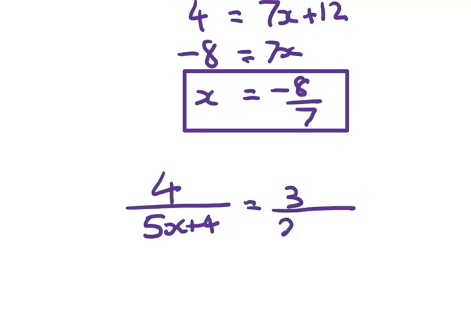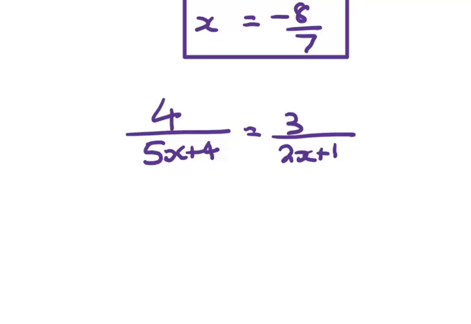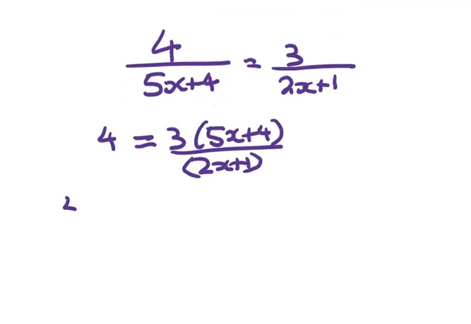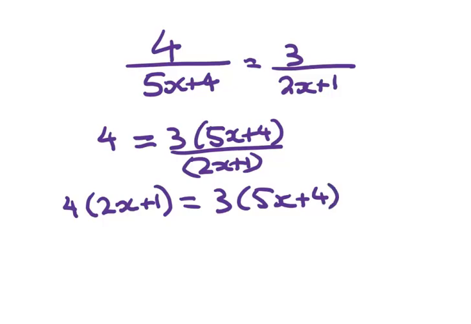Well, I'm going to multiply both sides by 5x plus 4. That gives me 4 equals 3 times 5x plus 4 over 2x plus 1. And now I'm going to multiply both sides by 2x plus 1. This is still not the fastest possible way, right? This is putting in one little step. Okay, and now I would expand and I'd get what I got before. I'll just put that line in there and then we'd work through from there. So that's kind of the intermediate steps method.